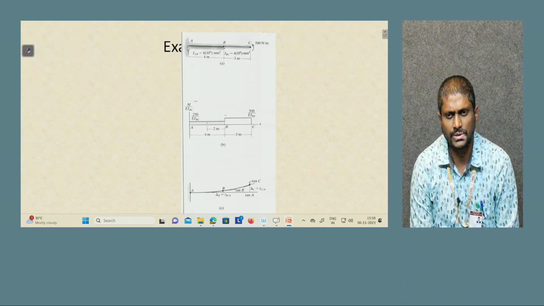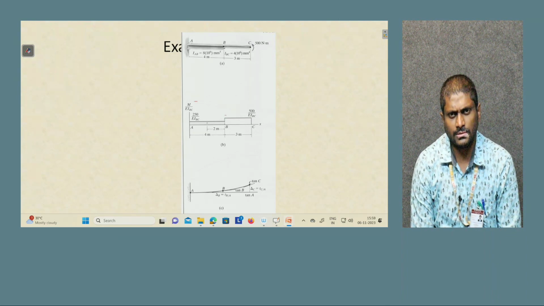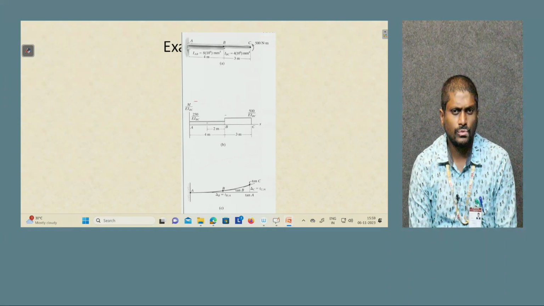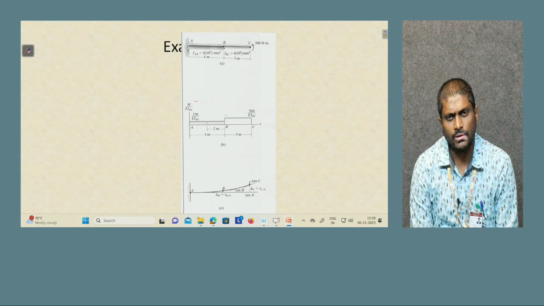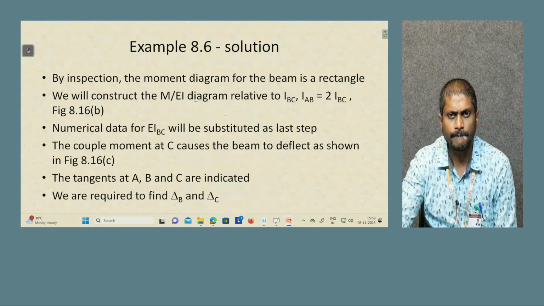See, this moment area method is a direct method, and it will give direct values. The procedure is very easy for getting the required values of the slope and deflections at the required points. And there is one more numerical.